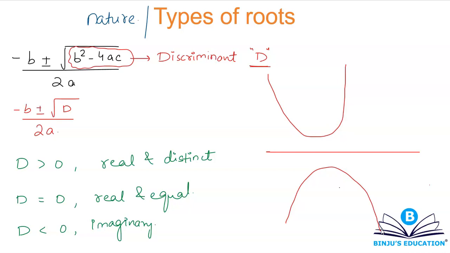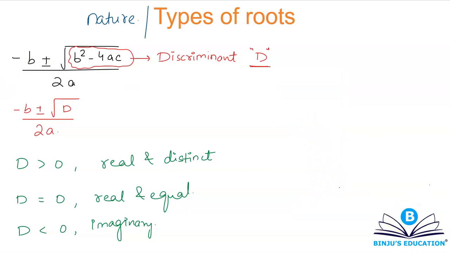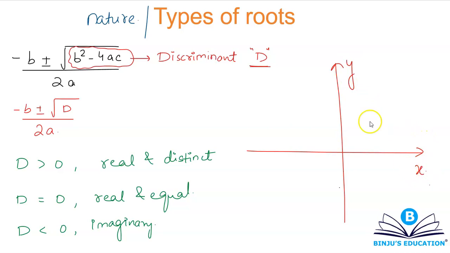Like you can see it for yourself. For example, let me draw a proper graph with x and y axis for you so that you understand this clearly. So this is my y-axis and this is my x-axis, right? Let's say I draw a parabola something like this.